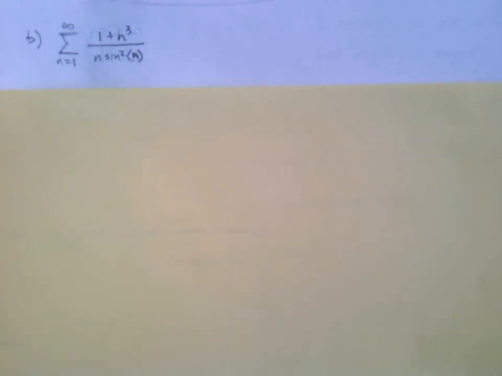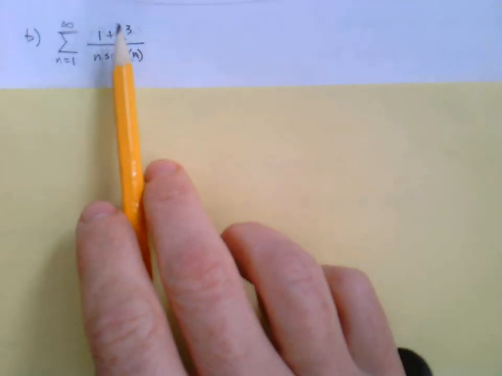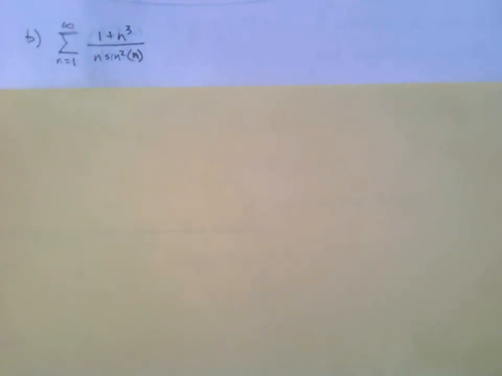All right, another example of direct comparison test. We're going for it here. N equals 1 to infinity, 1 plus n to the third over n sine squared of n. Wow, that's awful. It's pretty common that if you see something really awful, maybe pretty common's overstating it.